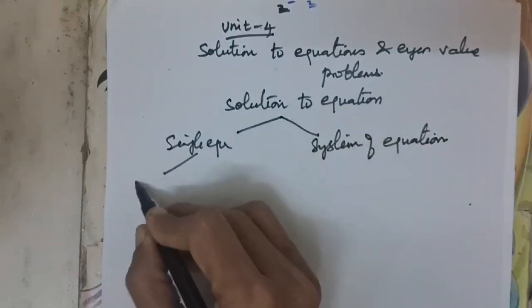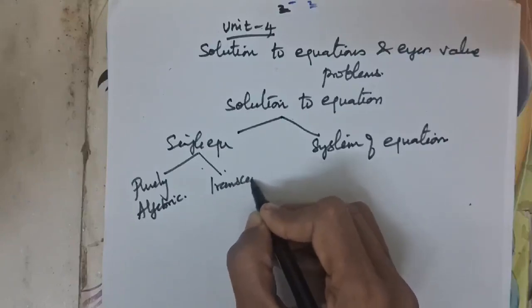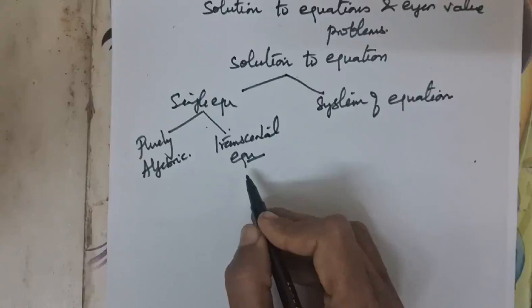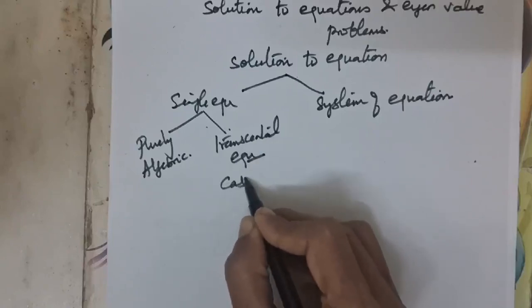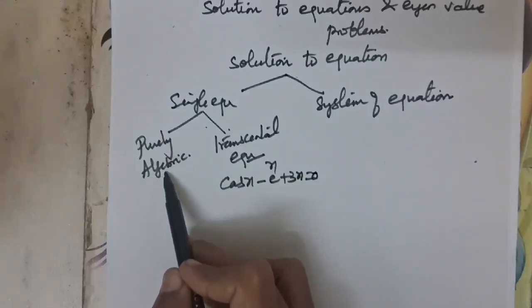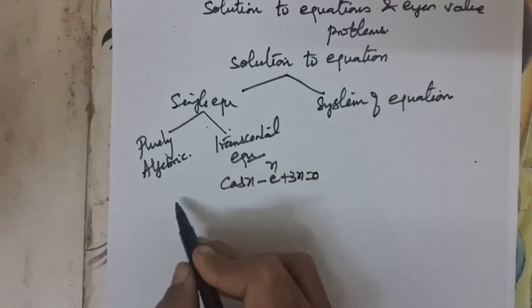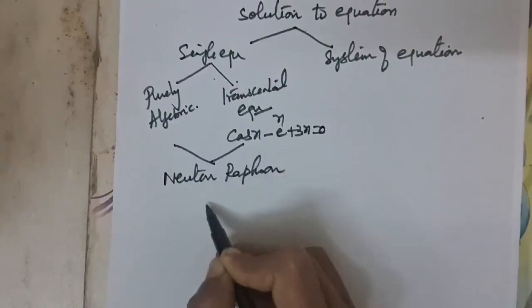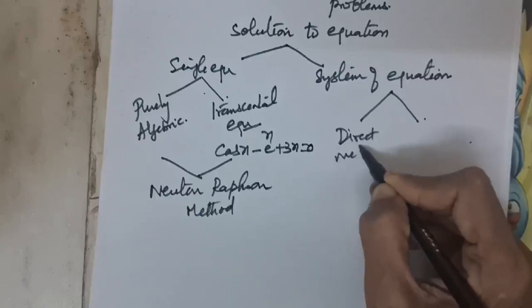Single equations are either purely algebraic or transcendental equations. Transcendental equation means equations involving algebraic or trigonometric or exponential or logarithmic terms. Such an equation is called a transcendental equation. For example, cos x minus e power x plus 3x is equal to 0. This comes under transcendental equation. Another one is purely algebraic, that is, either it is quadratic in x or cubic in x or fourth degree in x. That is purely algebraic. Those types of equations can be solved using the Newton-Raphson method.